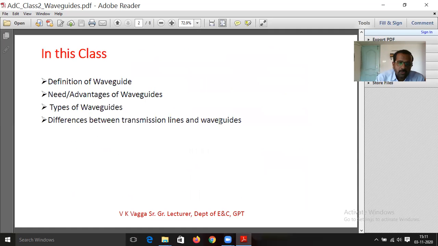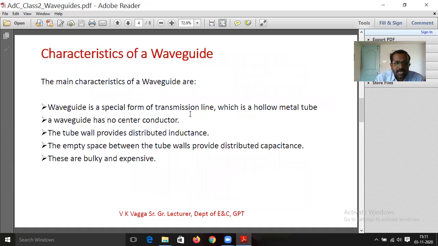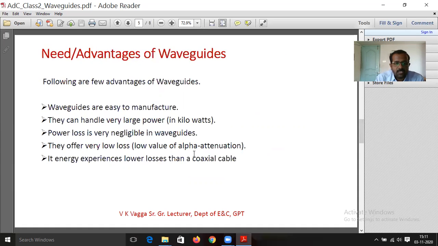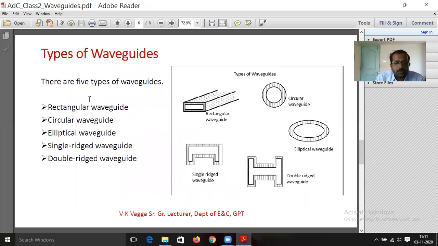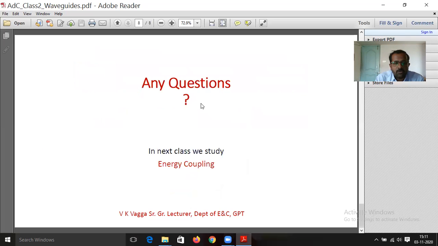Okay, so in this class, the actual definition of the waveguide has been studied, and the characteristics of the waveguide have been studied, and the advantages of the waveguides have been studied, and also how many types of waveguides there are along with their shapes, and the differences between the ordinary transmission lines and the waveguides. If you have any doubt, you can ask, and in the next class we'll see about the energy coupling.